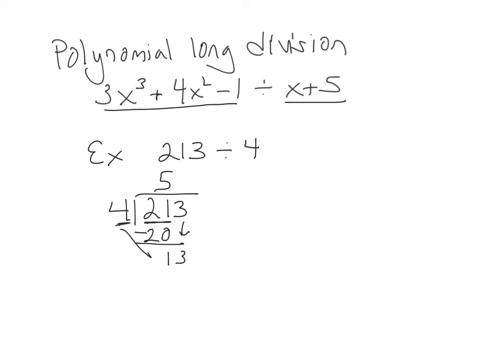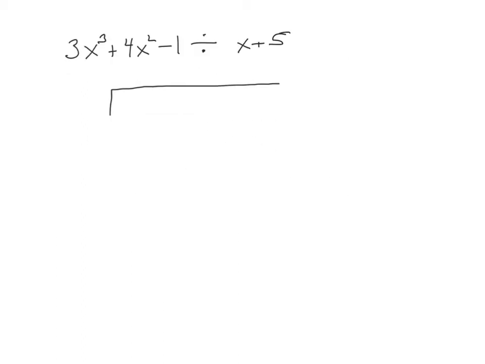Now I say, okay, 4 goes into 13 how many times? 3. Then I get 3 times 4 is 12. I subtract there, and I get a remainder of 1, or I can write it as 53 and 1/4. For polynomial long division, it's pretty much the same setup.